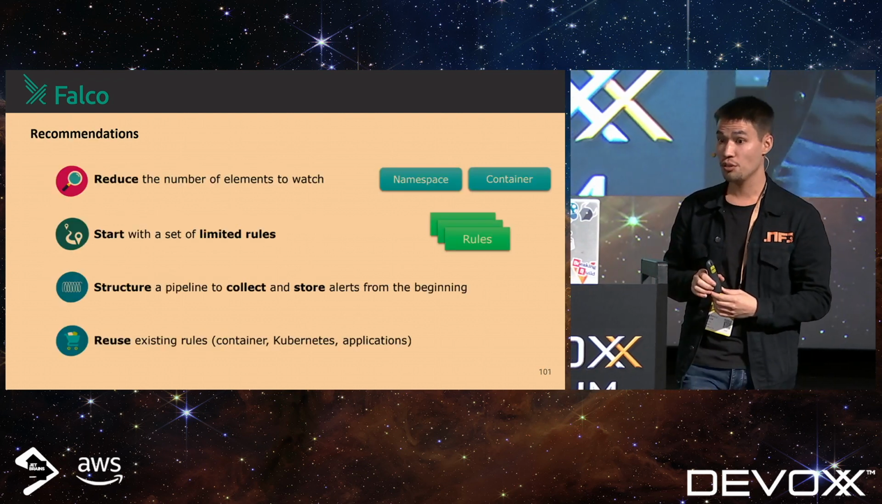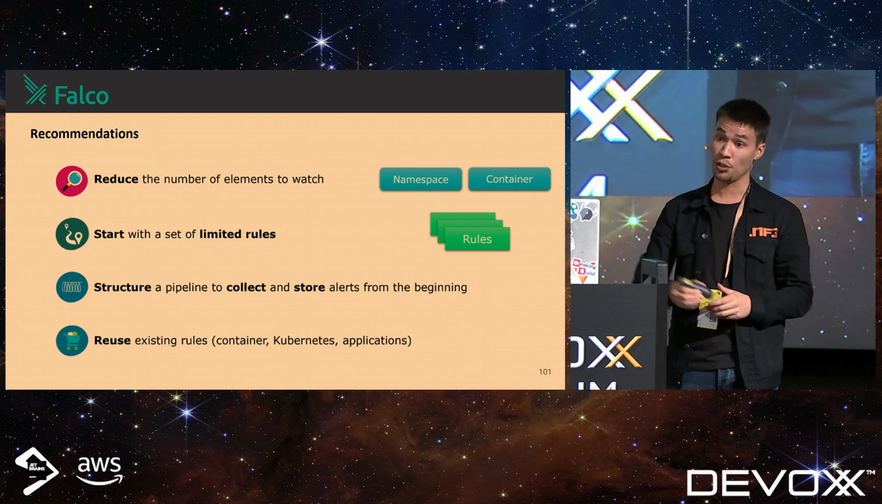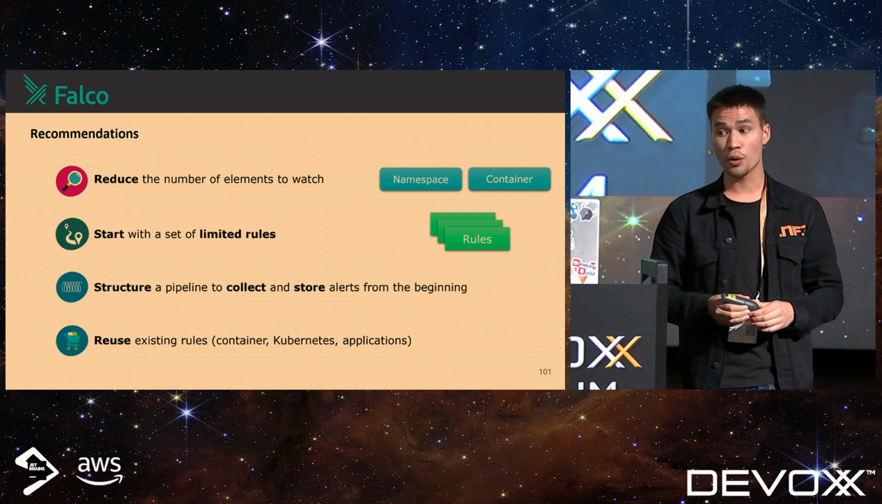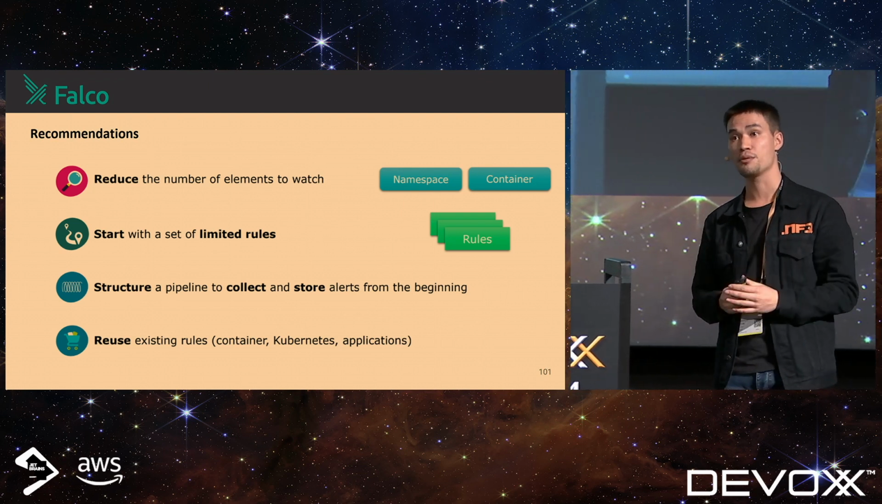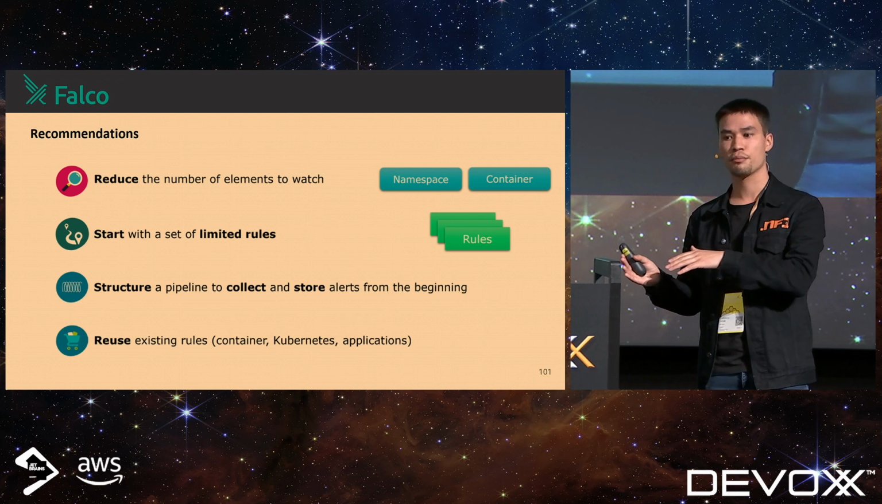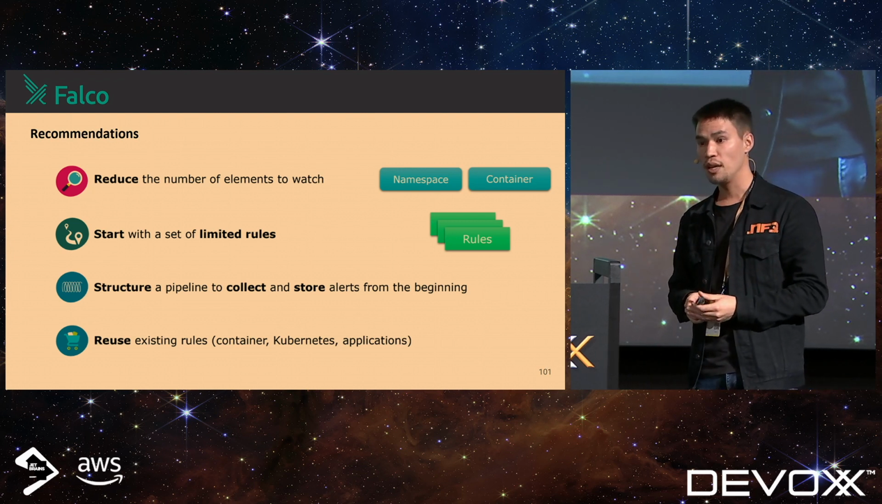A couple of recommendations based on these limitations. As a starting point, this is what we have done. Maybe you need to listen only to a specific set of namespaces and containers that really matter in order to avoid the noise. You can also start with a limited set of rules.